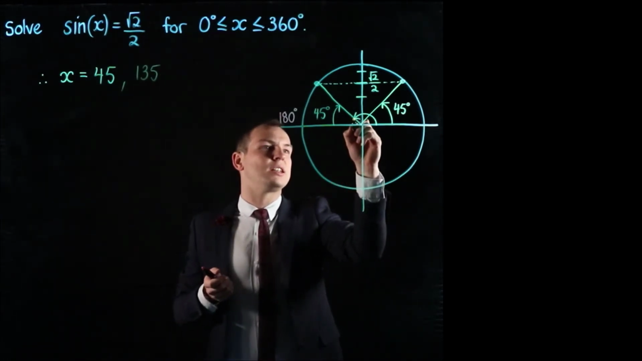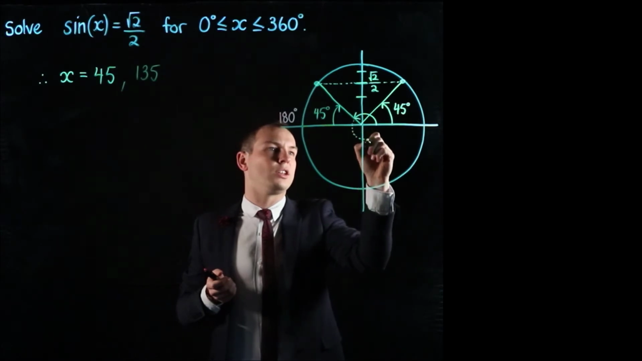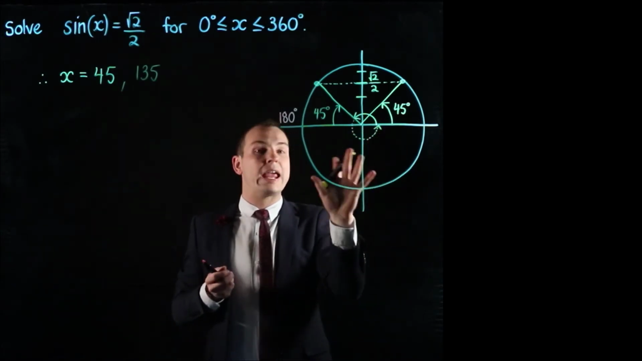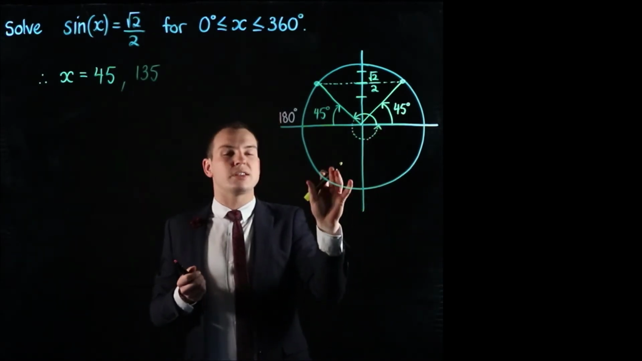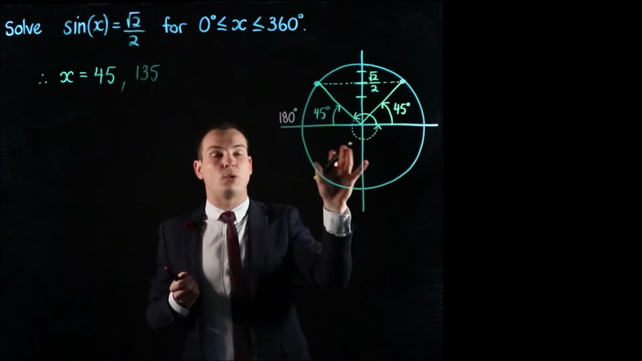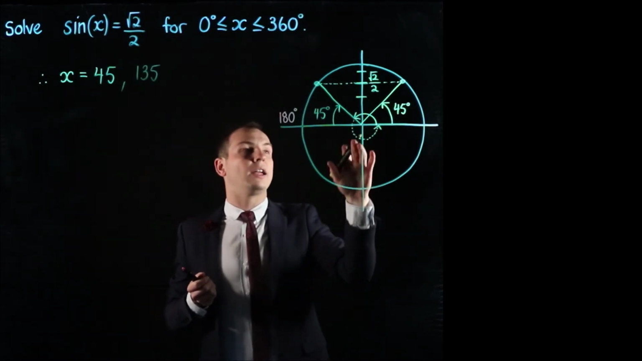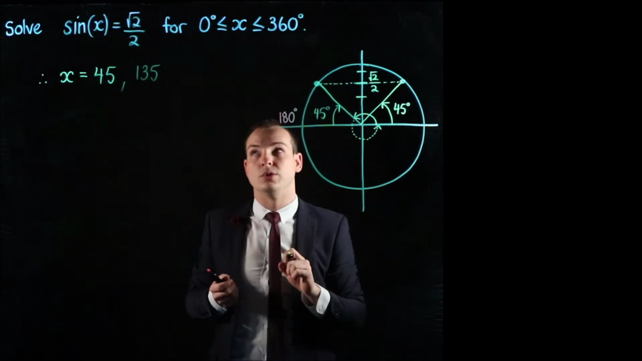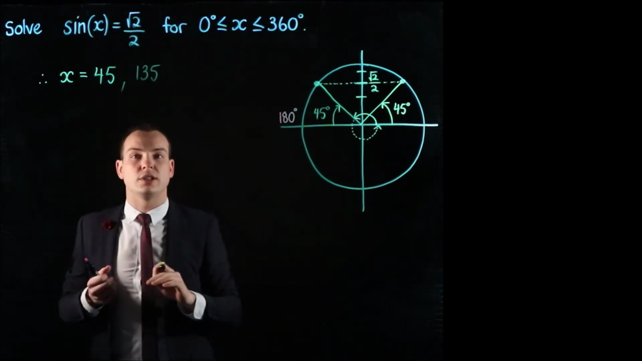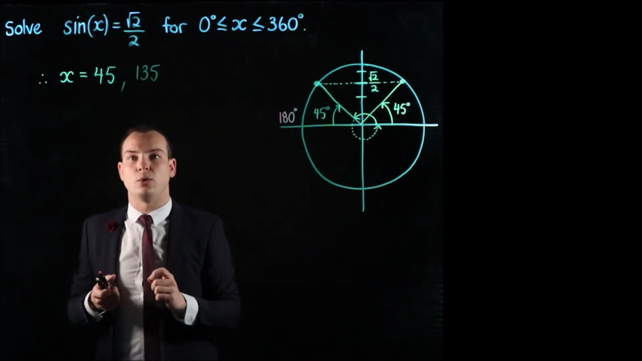If we continued going around the unit circle, we wouldn't get any more solutions, because there are only two spots, going around once, that give sine of x being root 2 on 2. So these are the two solutions to the equation we were given to solve.